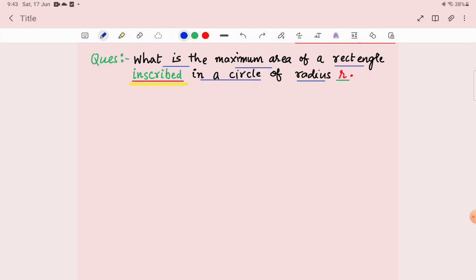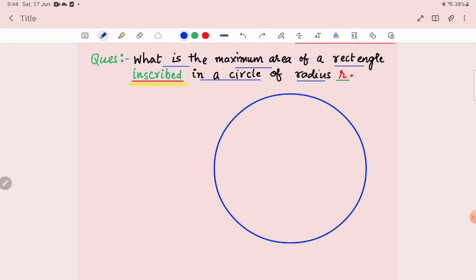So what is the problem? The problem is, what is the maximum area of a rectangle inscribed in a circle of radius r? So we will have a circle. Now we'll use geometry to solve this problem. So we have this inscribed rectangle. Inscribed means all four vertices will touch the circumference of the circle which has the radius r.